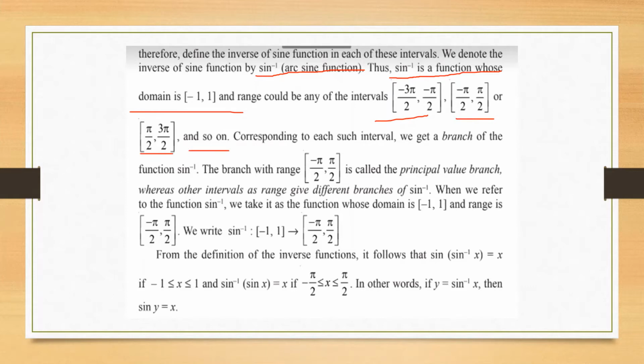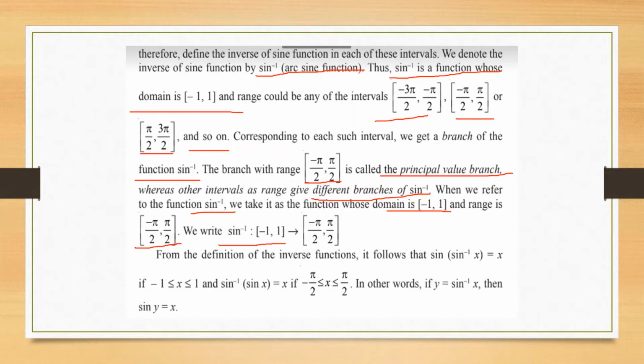Corresponding to each such interval, we get a branch of the function sine inverse, and the branch with range -π/2 to π/2 is called the principal value branch. Other intervals as range give different branches of sine inverse. When we refer to the function sine inverse, we take it as a function whose domain is -1 to 1 and whose range is the closed interval -π/2 to π/2, and we write it like this.